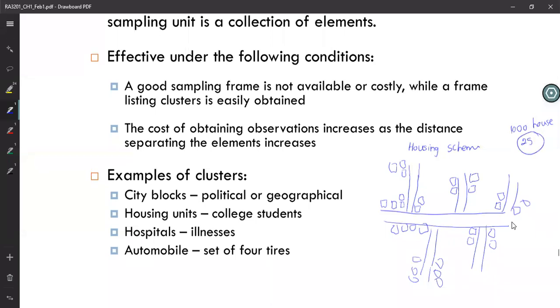Now there are several ways to do that. If you use cluster sampling, what you do is you look at the geographical formation of these 1,000 houses. So you see that there are clusters, okay? So let's identify these clusters. See, this is one cluster.